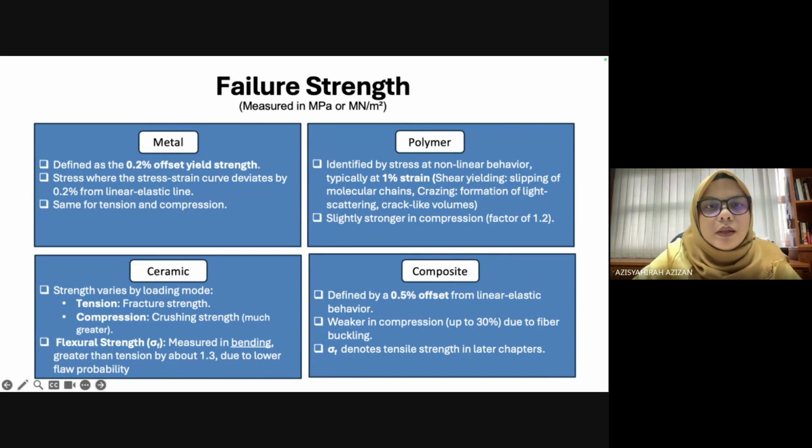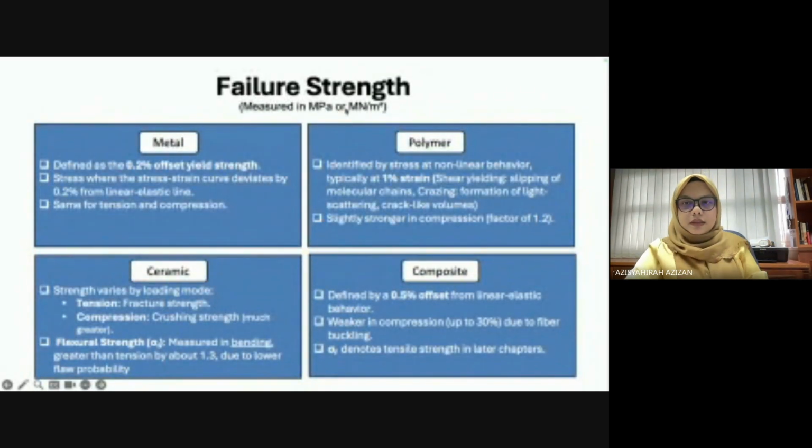Okay, now we are moving into failure strength. So what does this failure strength mean? This term actually refers to the maximum stress of a material which it can handle before it breaks. It is measured in megapascal or meganewton per meter square.